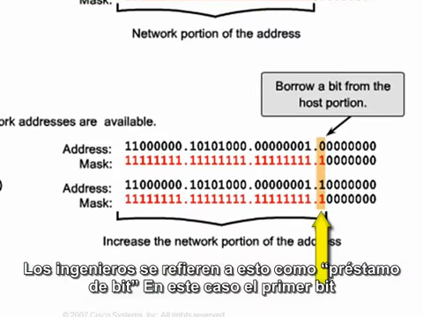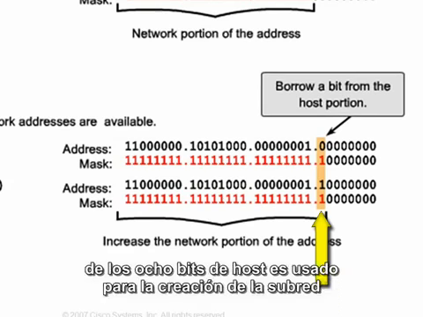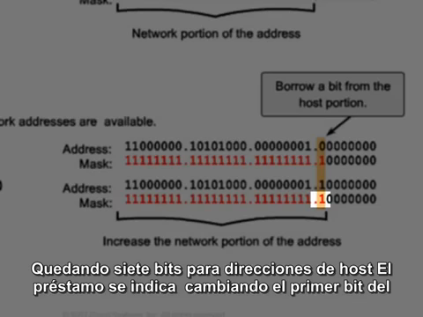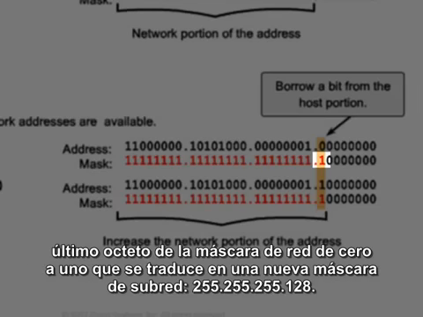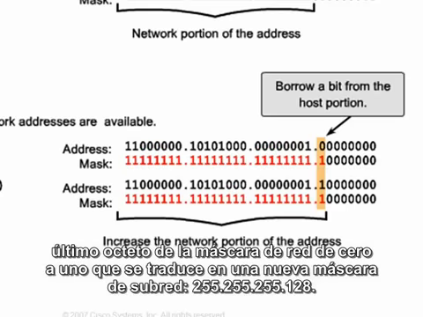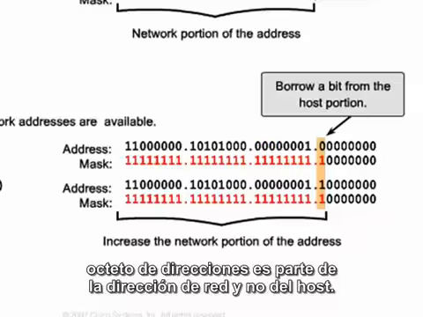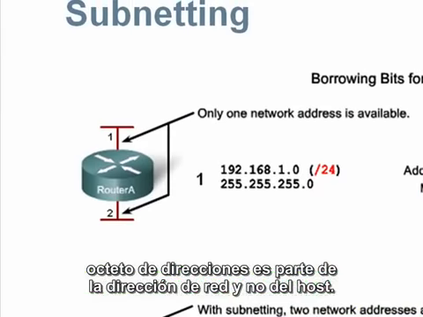In this case, the first bit of the original 8-bit host portion is used for subnet creation, which leaves 7 bits for host addresses. The borrowing is indicated by changing the first bit in the last octet of the subnet mask from a 0 to a 1, which results in the new subnet mask of 255.255.255.128. By recalling the definition of the subnet mask, we can see that the first bit of the last octet of the address is now part of the network portion, not the host portion.